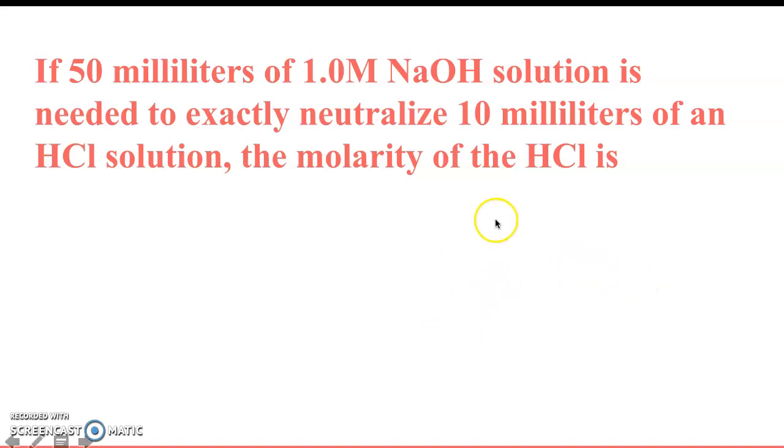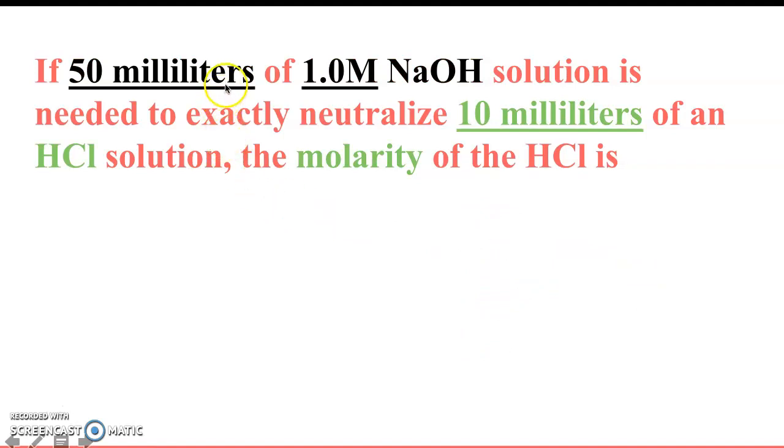So first, let's look at our variables here. We have 50 milliliters of 1 molar sodium hydroxide. So again, it's important that you know how to identify your acid and your base. Sodium hydroxide has the OH at the end. That is our base. So 50 milliliters, this is VB. 1 molar, this is MB. And we are neutralizing 10 milliliters of hydrochloric acid. So we have VA, and we are looking for MA.